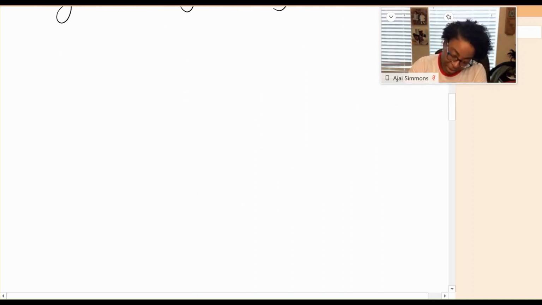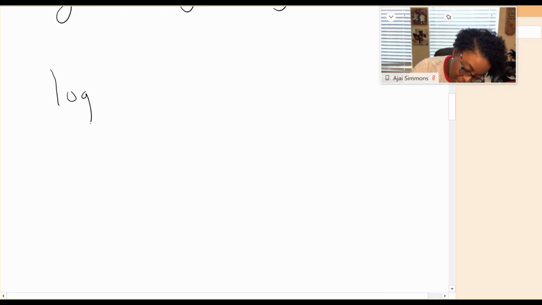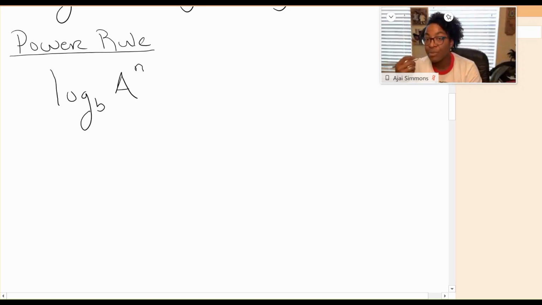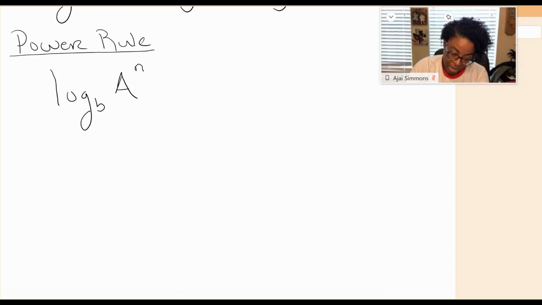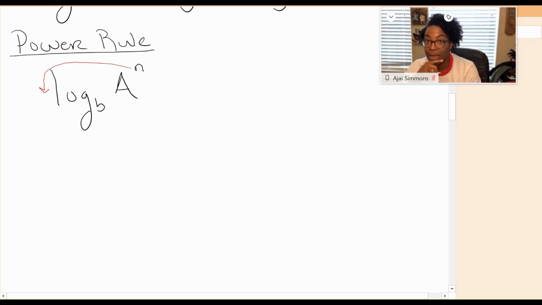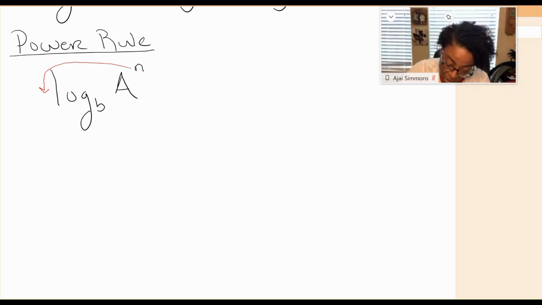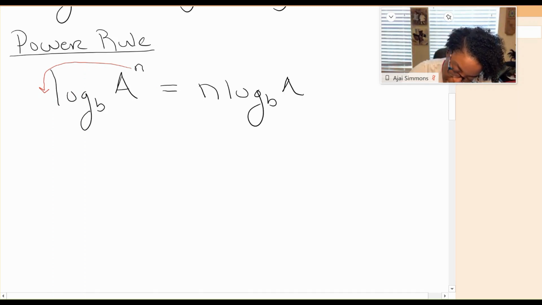Last rule is the power rule, the one that I keep talking about. So the power rule says, and let me pull my examples up, that if you have log base b of a, and let's say a is raised to a power, I'll call that power n, then you can take that exponent and bring it down right in front of the log. You can take it from the exponent position and basically bring it down to ground level. So this would be n log base b of a.